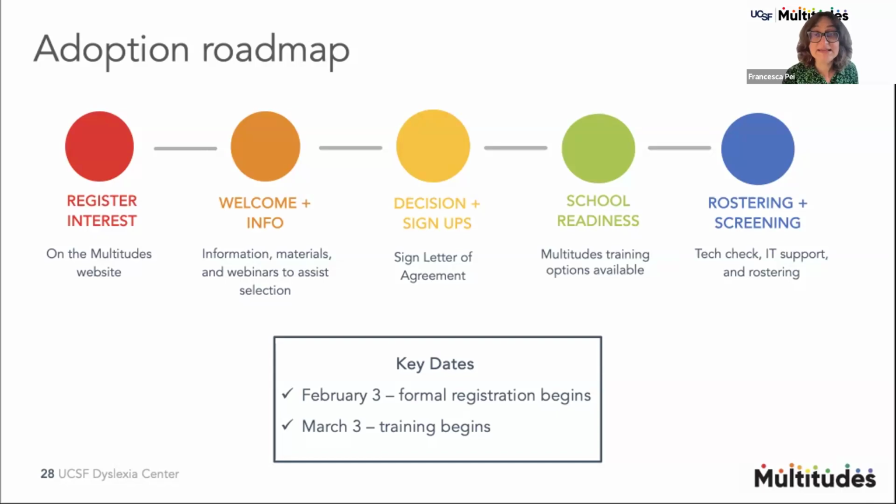The key dates here that I want to highlight are February 3rd, when our formal registration begins to actually sign the letter of agreement and really register to use Multitude. And on March 3rd, the whole series of training available to you will be ready for sign up, both the ones that are included with the platform and the ones that, if you want more specific, in-depth training for your own school or district.